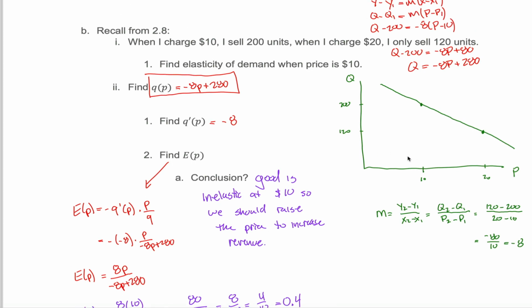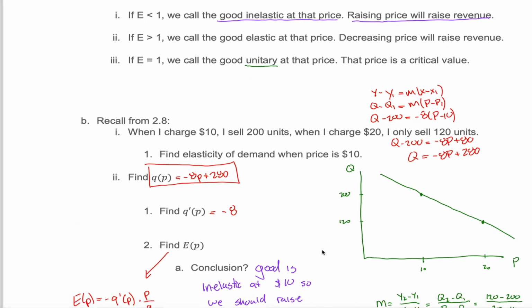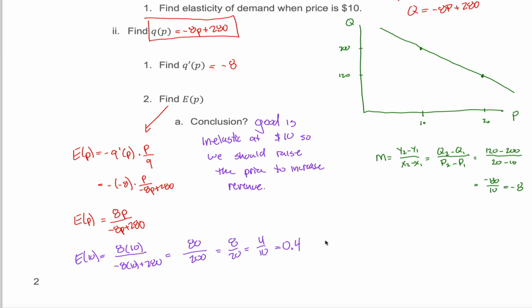And we can see that pretty easily, right? Revenue is price times quantity. At our current price of $10, our revenue is 10 times 200, in other words, $2,000. But if we raise the price all the way to $20, for example, then our revenue would be 20 times 120, which is $2,400, more than $2,000. I'm not saying that $20 is the optimal price. I'm just saying that if we raise the price to $20, we'd increase revenue. We're not charging enough because our good is inelastic at $10, something that we can figure out by calculating this elasticity of demand.